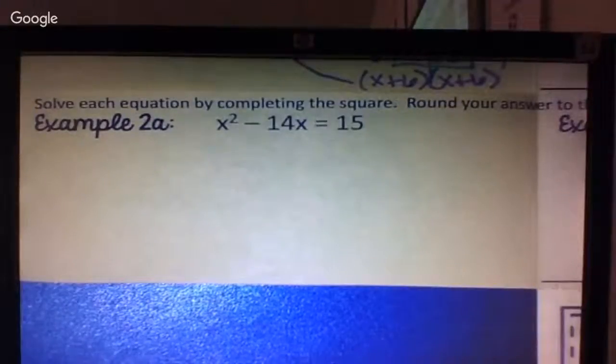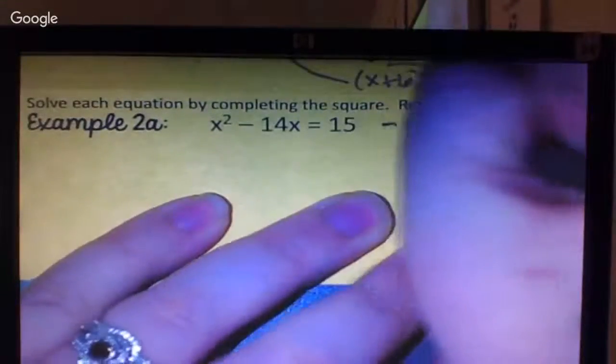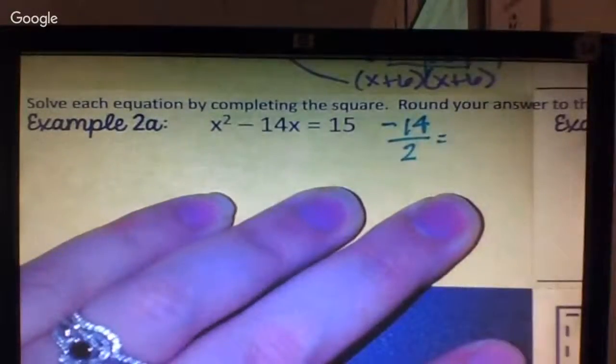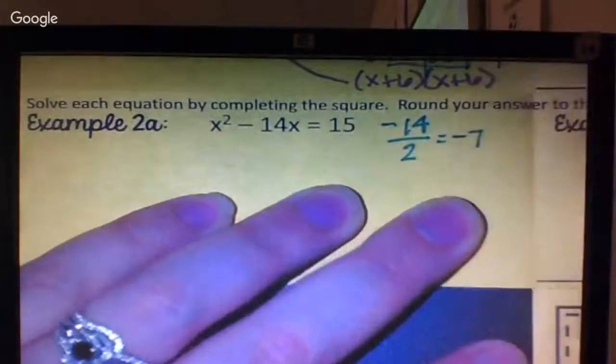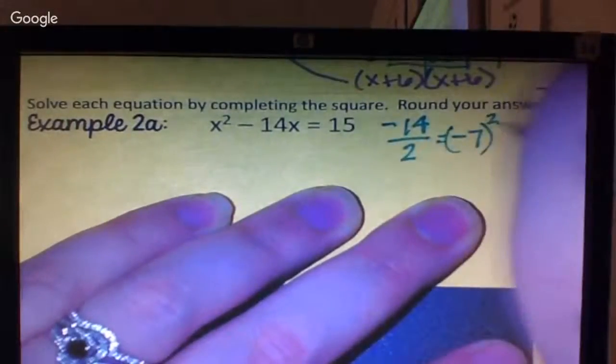Okay, so notice, now I've added an equal sign and a number. In order to complete the square, I only want my x squared term and my x on the left. So this one's already good. Again, we need to half b. So negative 14 cut in half is what? Negative 7. Okay, when I square that, 49.